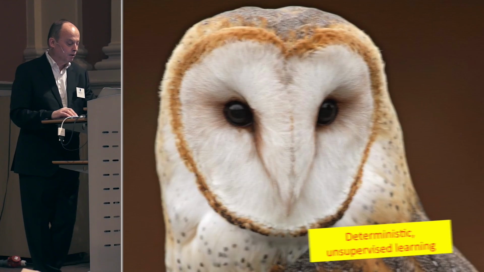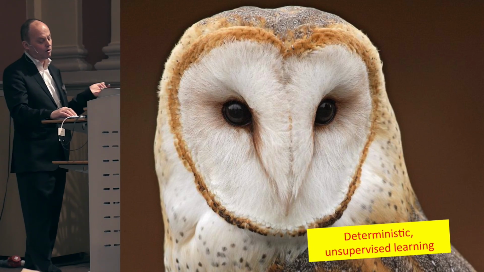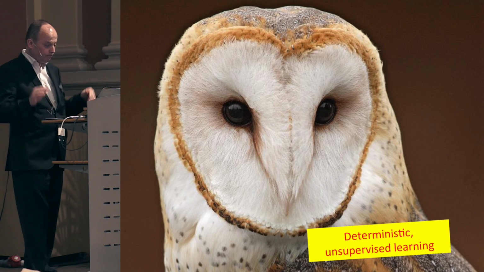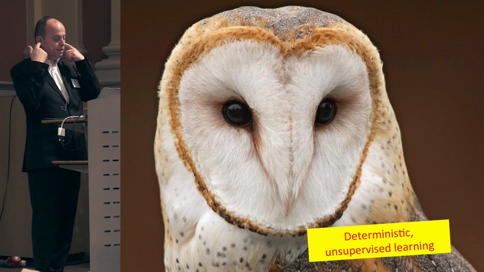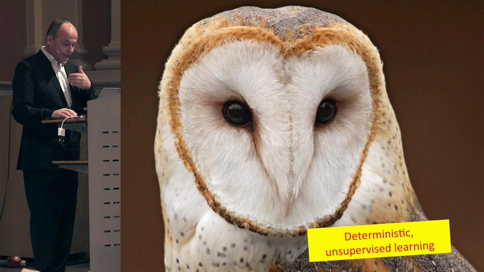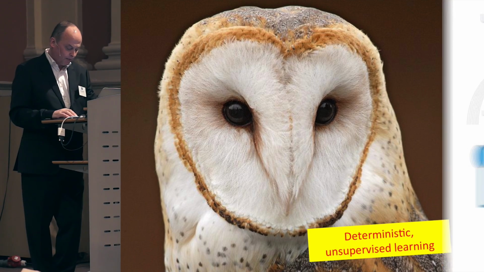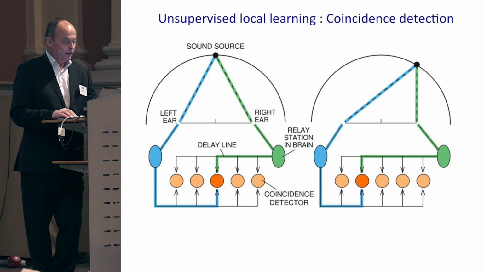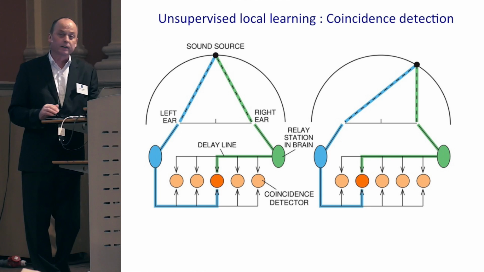There is another example. This is a bird, an owl. It can locate sound sources by measuring phase differences between the left and the right ear. This is an example of deterministic unsupervised learning. The idea was published a long time ago by Konishi and others.